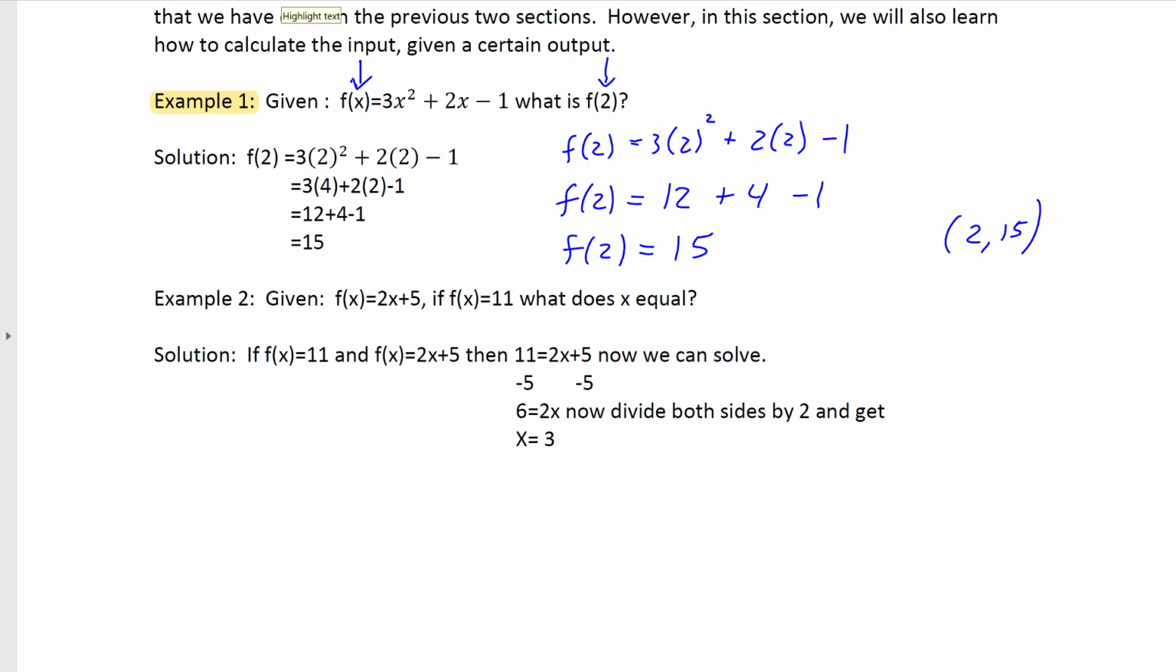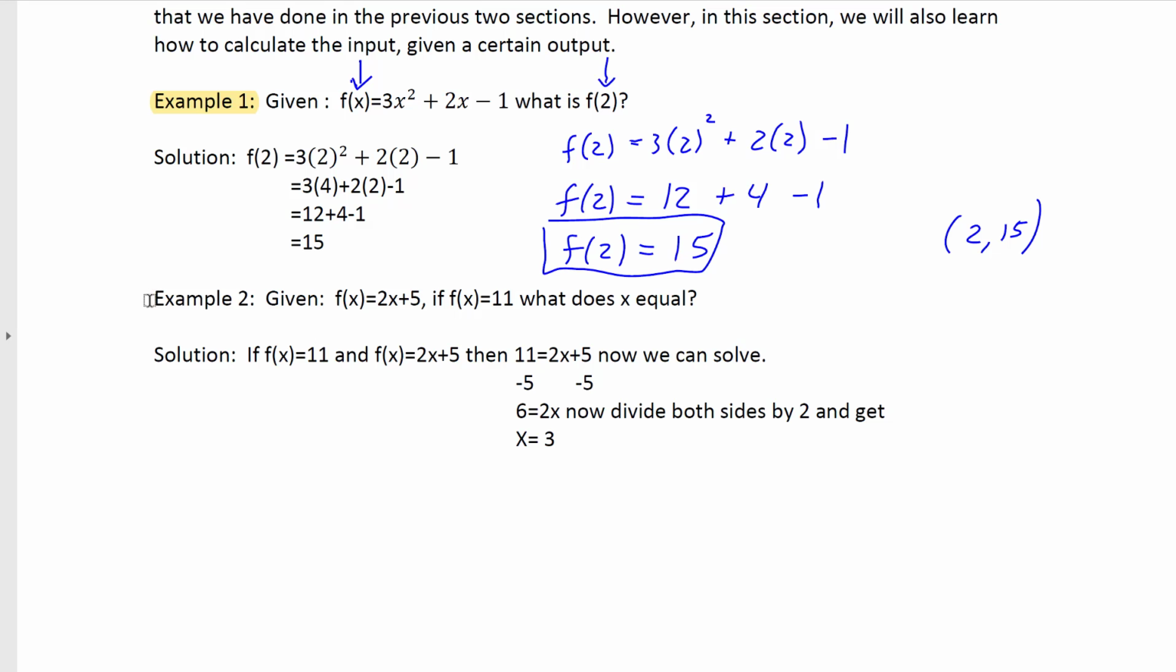All right, so we were just asked for f of a number. Pretty simple and straightforward to evaluate that. Substitute for the letter, go through and use your order of operations to get a number, and we're done. I'd like to see you write your final answer not just as a number, but as f of the input is equal to the output, just as I've done here. So f of 2 is equal to 15.